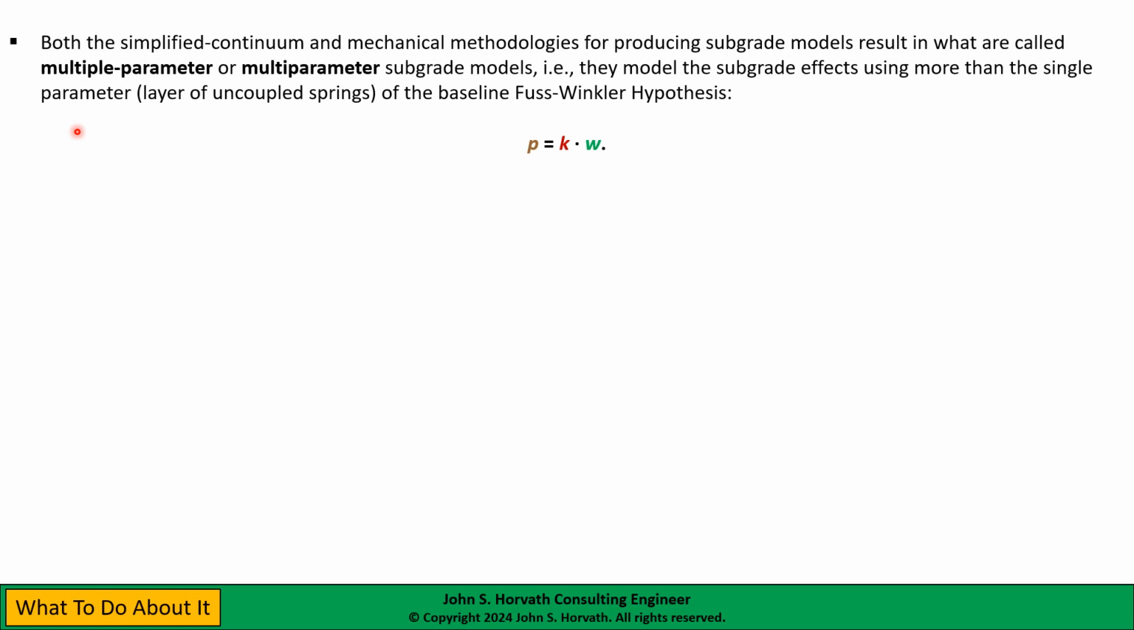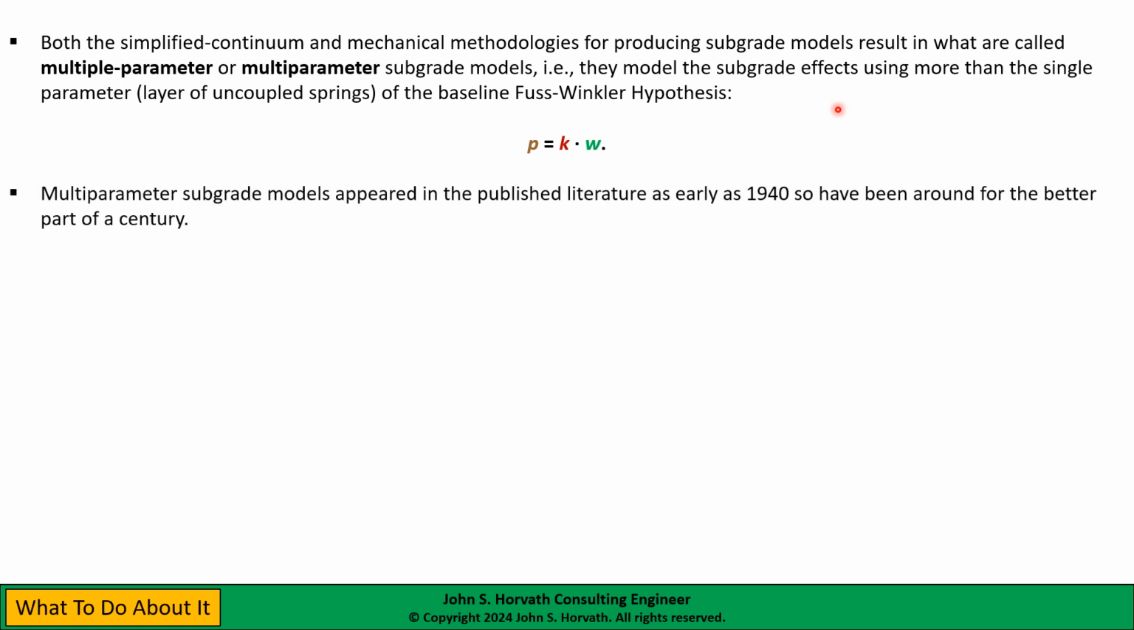Now, both the simplified continuum and mechanical methodologies for producing subgrade models result in what are called multiple parameter or multi-parameter subgrade models. That is, they model the subgrade effects using more than the single parameter, a layer of uncoupled springs, of the baseline Fuss-Winkler hypothesis. So basically, we add terms to both sides of this equation.